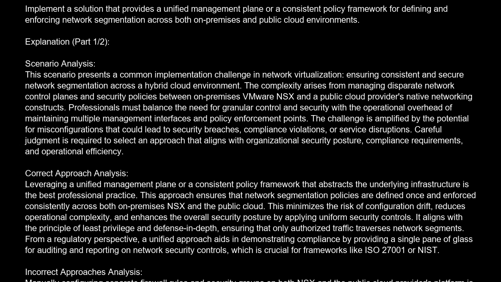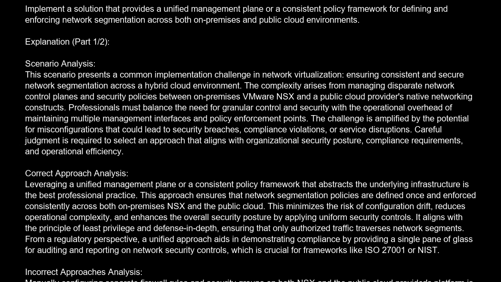It aligns with the principle of least privilege and defense in depth, ensuring that only authorized traffic traverses network segments. From a regulatory perspective, a unified approach aids in demonstrating compliance by providing a single pane of glass for auditing and reporting on network security controls, which is crucial for frameworks like ISO 27001 or NIST.